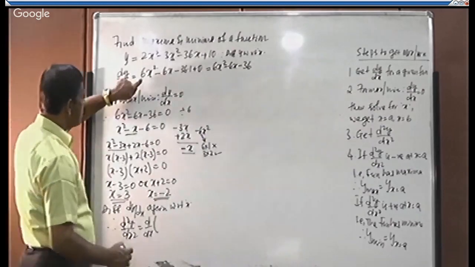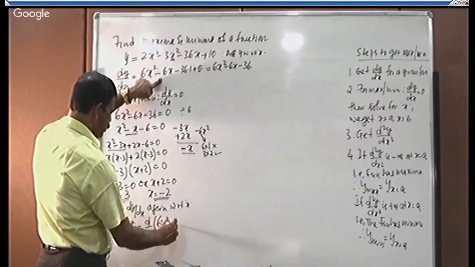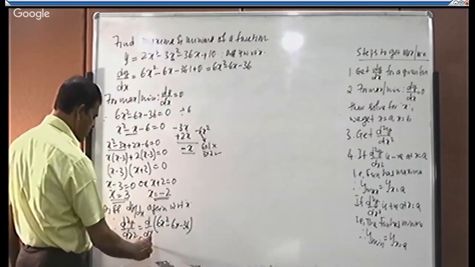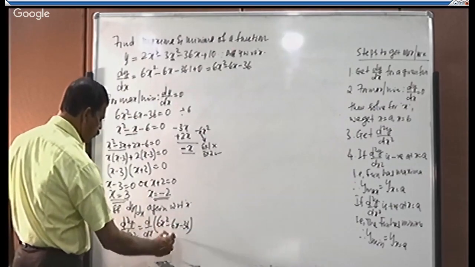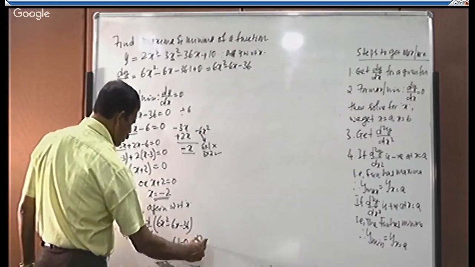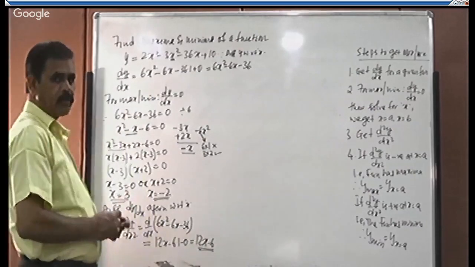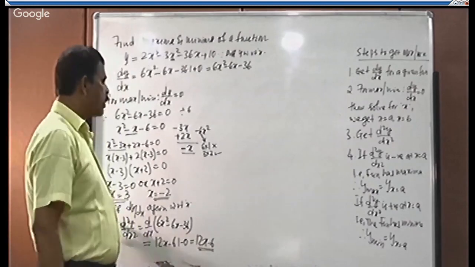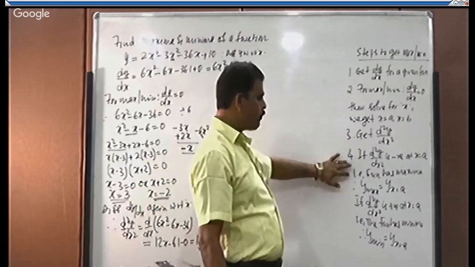Which dy by dx is 6x square minus 6x minus 36. So after differentiating, we get 6 into 2, 12x, minus 6 into 1, 6, minus 0. That is 12x minus 6, the second order derivative. D square y by dx square is 12x minus 6. We finished the third step. Correct? Then go for the fourth step.